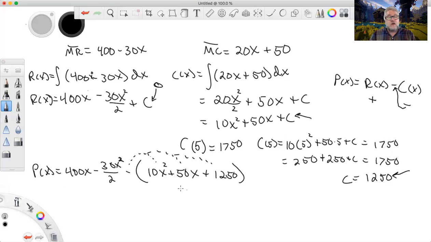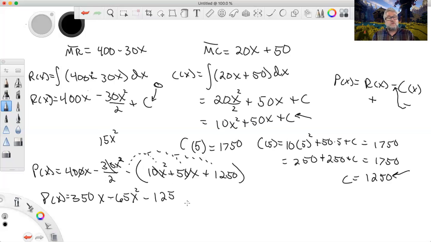Okay, so now that we know the cost function, let me simplify that. Oh wait, we have 400x and minus 50x. So we'll have 350x. And 30 over 2 is 15x squared minus 50x squared. So that'd be minus 15 minus 50, minus 65x squared. So that takes care of this one and this one and that one and that one. And then lastly, minus 1250. So there's our profit function.